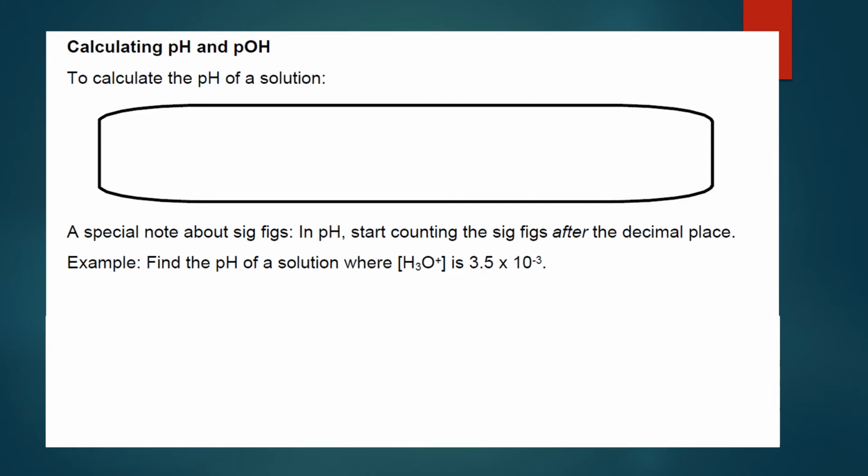So keeping in mind that we're using a logarithmic scale, to calculate the pH of a solution we use the following formula. pH is equal to negative log, and this is a log with base 10, of the concentration of hydronium, H3O+. You're going to want to play around with this on your calculator to make sure that you can get the correct pH value. One thing to note about pH is that with sig figs, we don't start counting them until after the decimal place. The pH itself just tells us the range, and after the decimal place tells us how precise that measurement was.